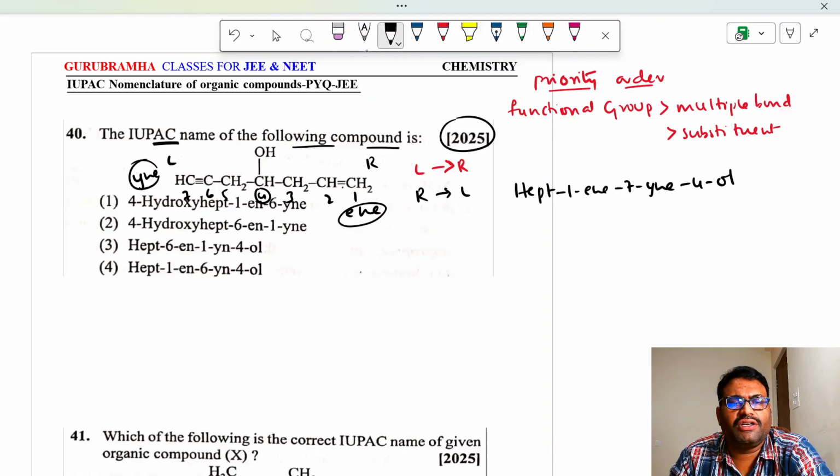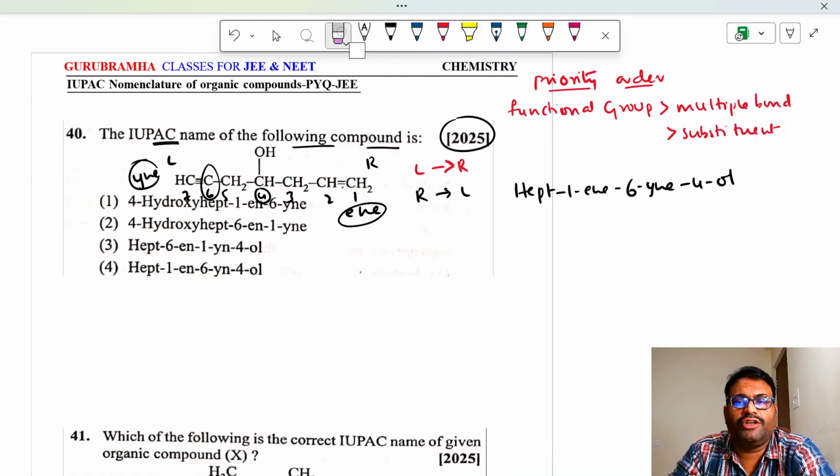Not 7, 6-yne. At the 6th carbon atom you are finding this yne. As the suffix starts with a vowel, you need to remove this e. Okay, so you are finding the ol at the 4th position. So the 4th option is the correct answer.